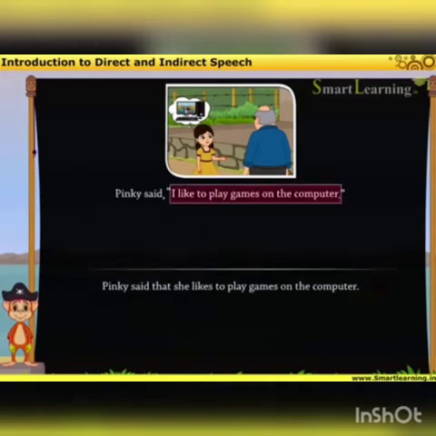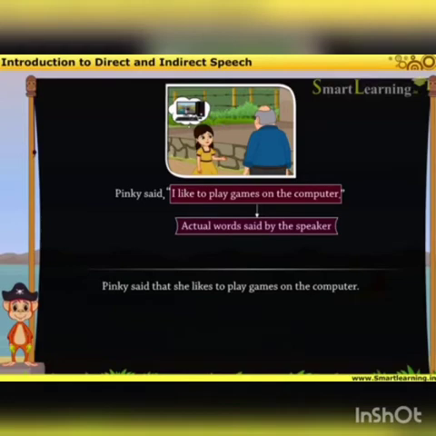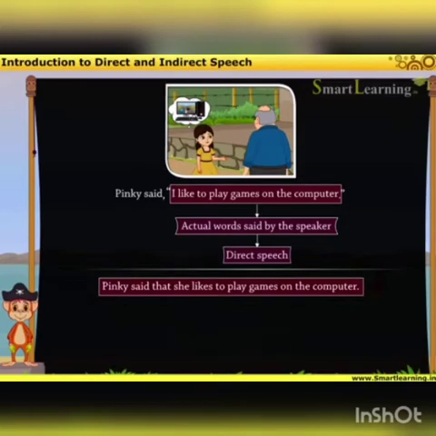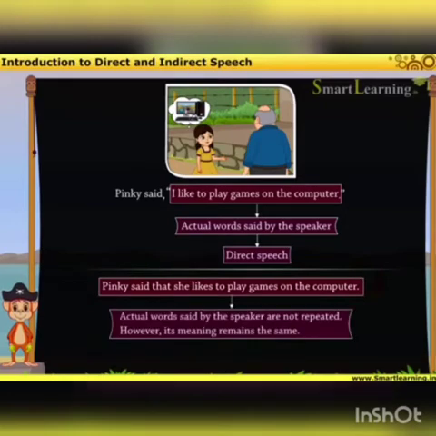In the first sentence, the actual words said by the speaker are repeated as they are. So, it is said to be in direct speech. In the next sentence, we have not repeated the actual words said by the speaker. However, its meaning remains the same. So, it is said to be in indirect speech.